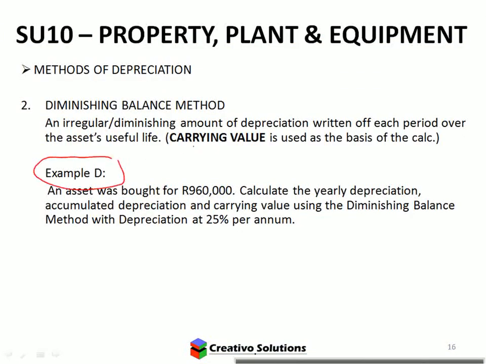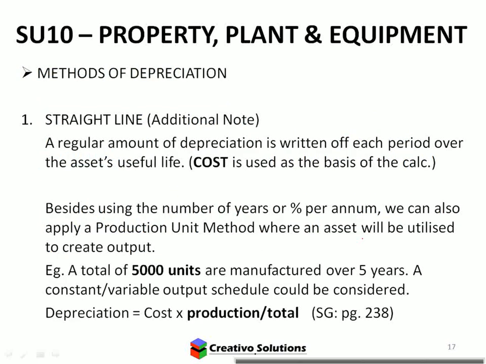That's homework. Carrying value, diminishing balance. It's the same asset as we saw earlier for B, except this is D, and we're using diminishing balance, not straight line. Right, the last one is just other things to consider.